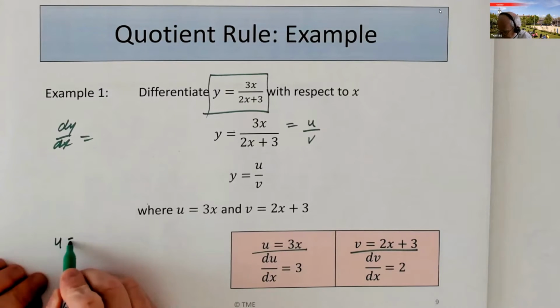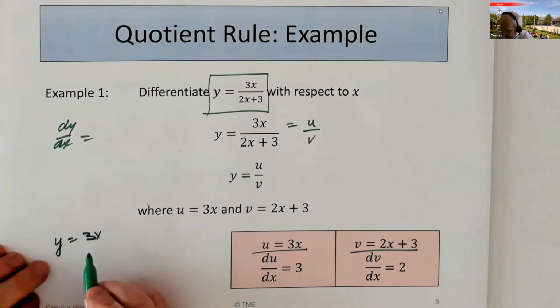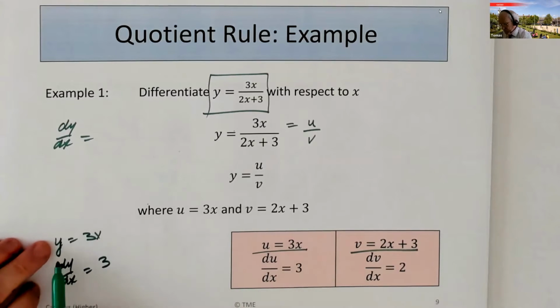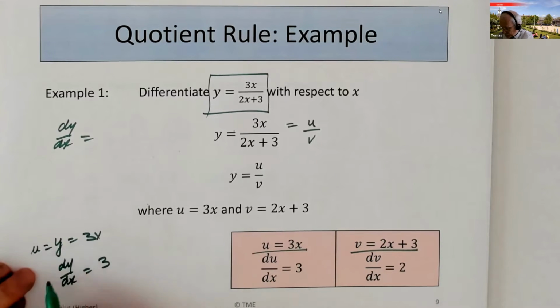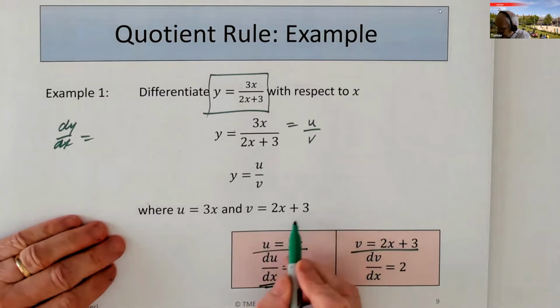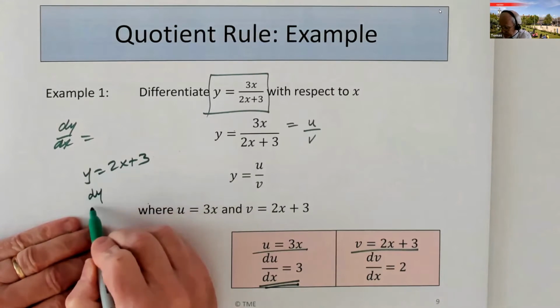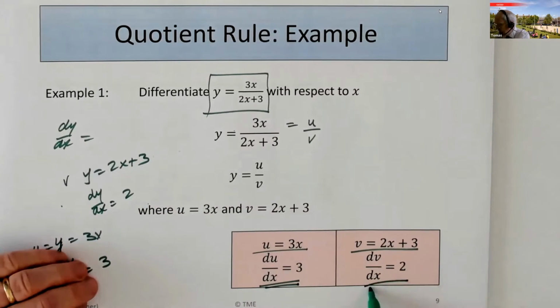So u is equal to 3x, what's du dx? Well, I don't know. But if that was y, if y was 3x, dy dx would be 3. So that's just a variable on the left-hand side and a variable on the right. It doesn't have to be y. It could be u. So then du dx would be 3. And similarly, if v is equal to 2x plus 3, if y was 2x plus 3, dy dx would be 2. So if v was equal to this, dv dx would be 2.